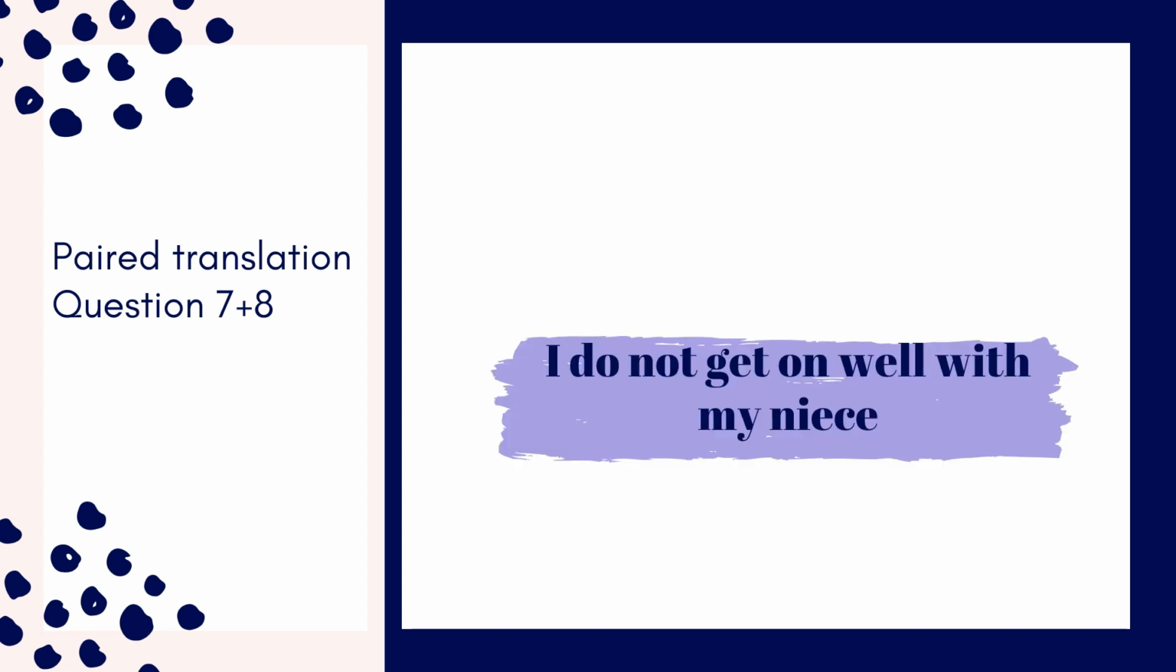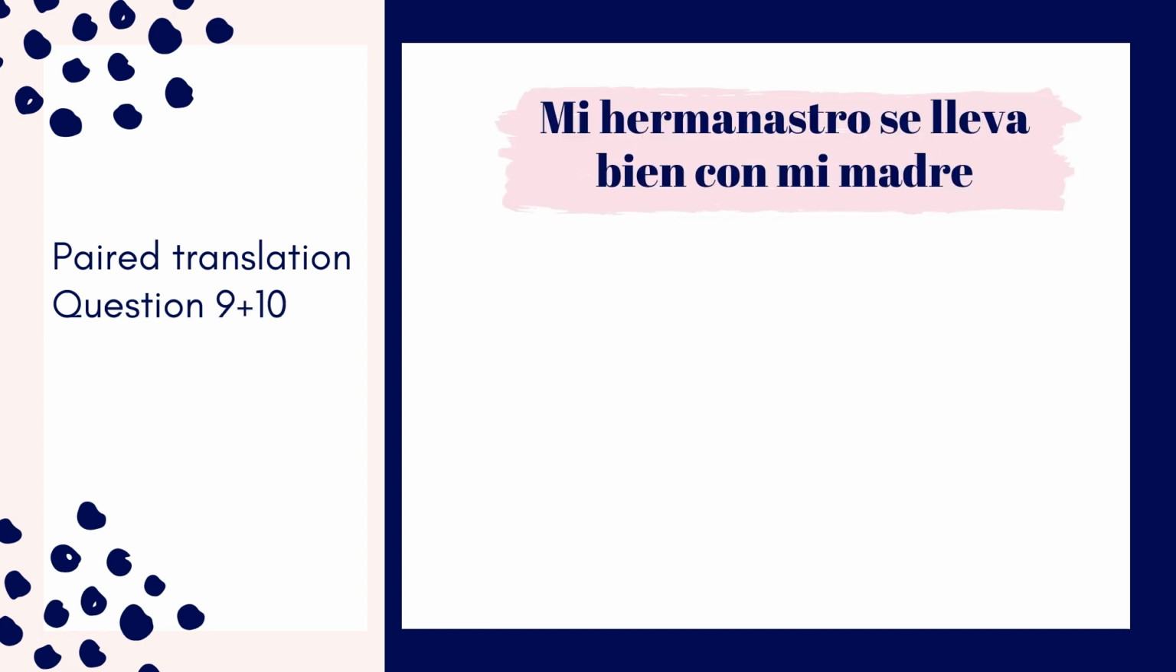And question 8. I do not get on well with my niece. And remember what we said before about the positioning of the no. No me llevo bien con mi sobrina. Okay, and the last pair. Mi hermanastro se lleva bien con mi madre.